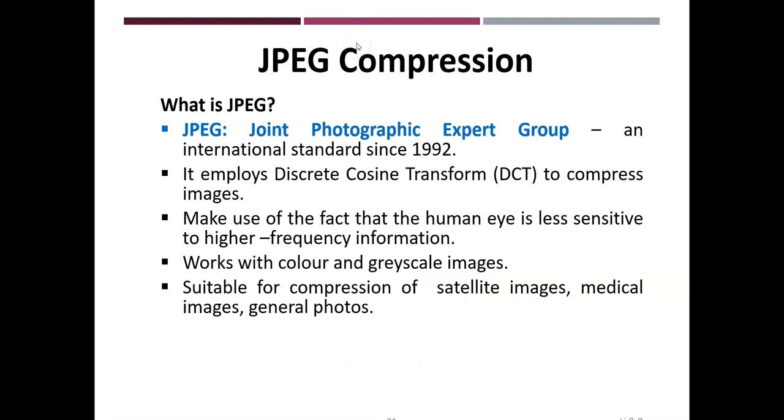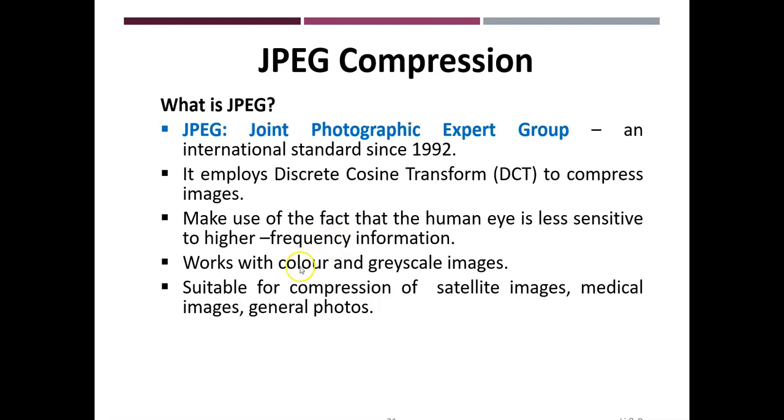So move on to the types of DCT, which is JPEG compression. What is JPEG? JPEG ini actually stand for what? JPEG stands for Joint Photographic Experts Group, which is an international standard since 1992. JPEG uses DCT, the discrete cosine transform, to compress images. It makes use of the fact that the human eye is less sensitive to higher frequency information. Therefore, JPEG actually uses this high frequency information and compresses it.